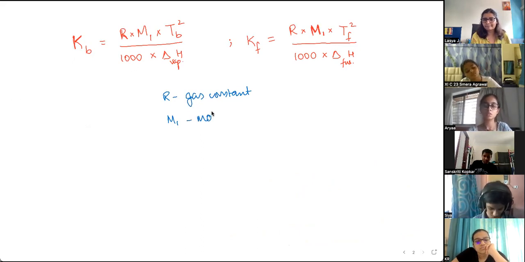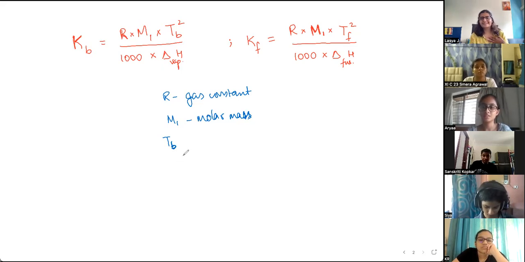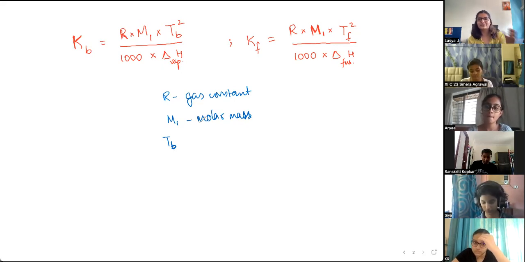Miss? Yeah, if this is generally for solutions having solid and liquid, why would we use the gas constant? So again, the universal gas constant is a little more than that. It's not restricted only to gases. It's called the gas constant because it was figured out in relation to the gas laws, right? PV equal to nRT is the main thing.